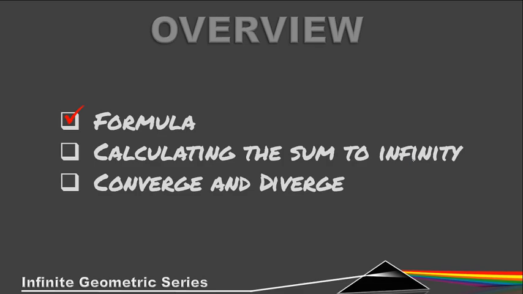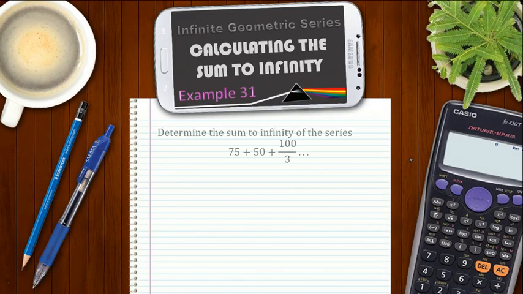Right, so now let's look at how to use our formula. Now for the first example, example 31, determine the sum to infinity of the series 75 plus 50 plus 100 over 3. Now, first of all, if I see the words sum to infinity, I can immediately know that it will be a geometric series, since we only calculate the sum to infinity with geometric series. So first of all, I write down my formula as sum to infinity is equal to a over 1 minus r. And then I can see that I need the a value and the r value.